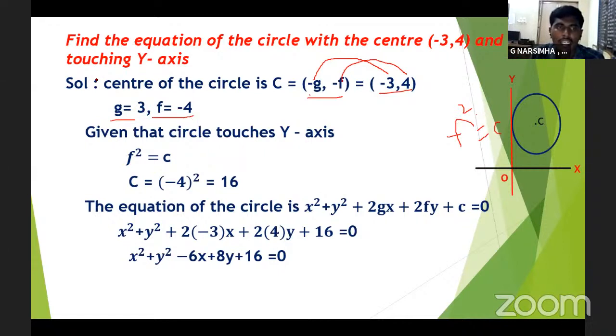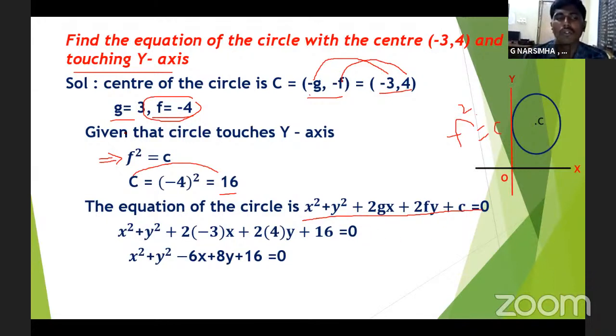As you know already, when the circle is touching the y-axis, the condition is f square is equal to c, or simply c is equal to f square. Therefore, c is equal to f square means minus 4 whole square, that is 16. Here g and f are given in the question, and we have already found the value of c. Therefore, you can find the equation of the circle, that is x square plus y square plus 2gx plus 2fy plus c is equal to 0. Just substitute the value of g, that is 3, the value of f, that is minus 4, and the value of c, that is 16. After simplification, you get the equation of the circle as x square plus y square plus 6x minus 8y plus 16 equals 0.